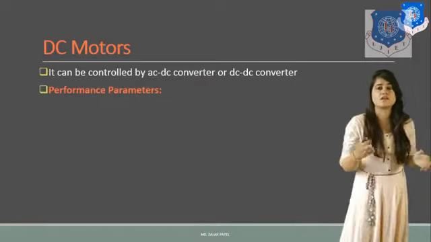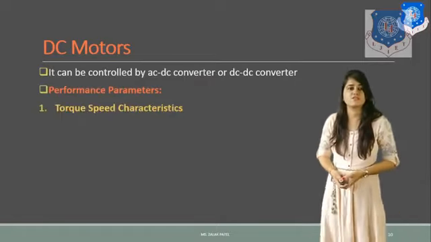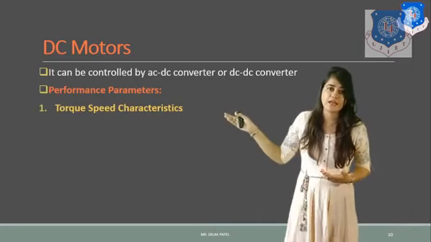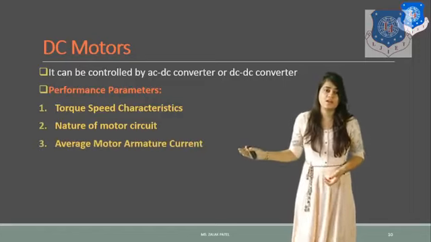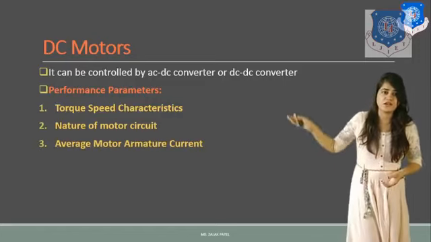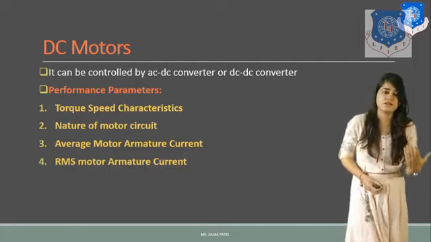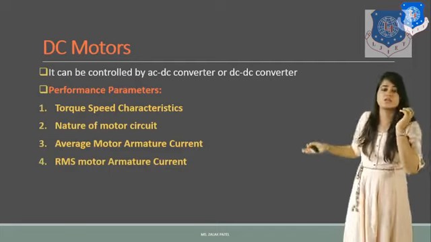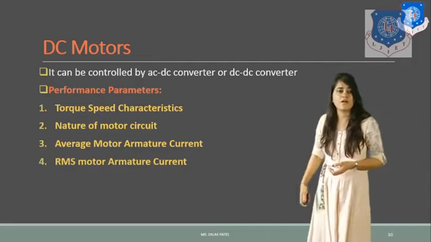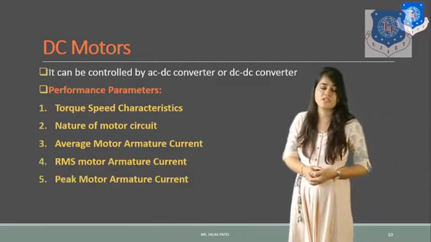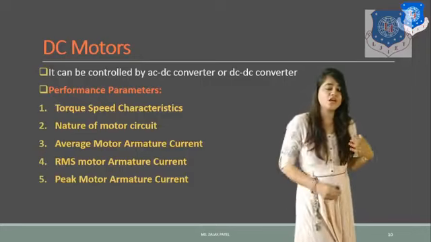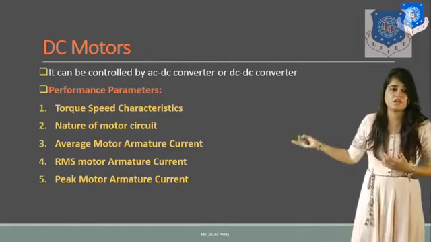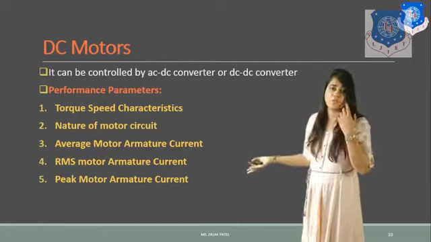What are the performance parameters that you should keep in mind for the performance of the DC motor? They are the torque speed characteristic, then the nature of the motor circuit, and average motor armature current. These are the parameters that you should use. The next is RMS motor armature current, which you can calculate by using the third parameter also, and peak motor armature current is the maximum value of the current, which you can also find out from the third parameter. So if you know the third parameter, you can easily calculate the fourth and fifth from it, which we will see in the further lectures.